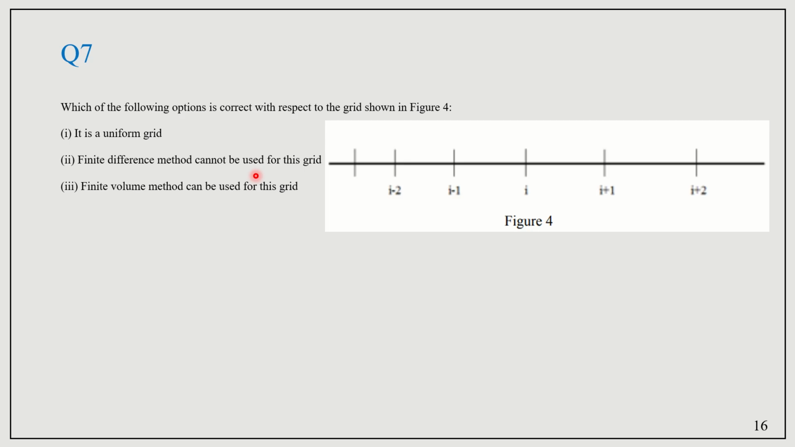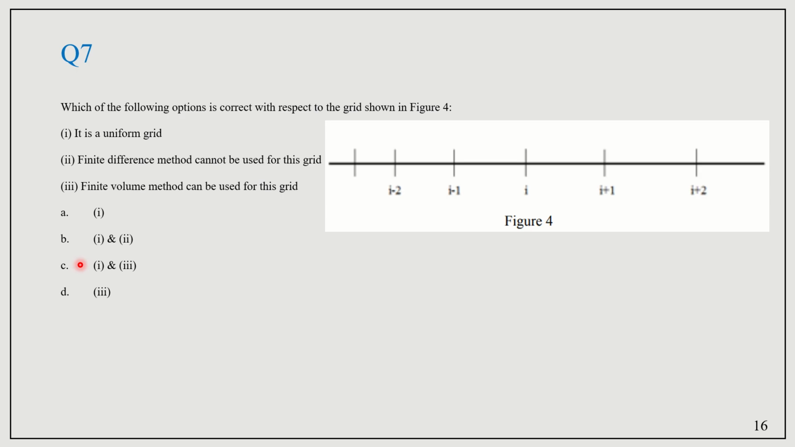We'll see the options first. Option A, 1. Option B, 1 and 2. Option C, 1 and 3. Option D, 3.